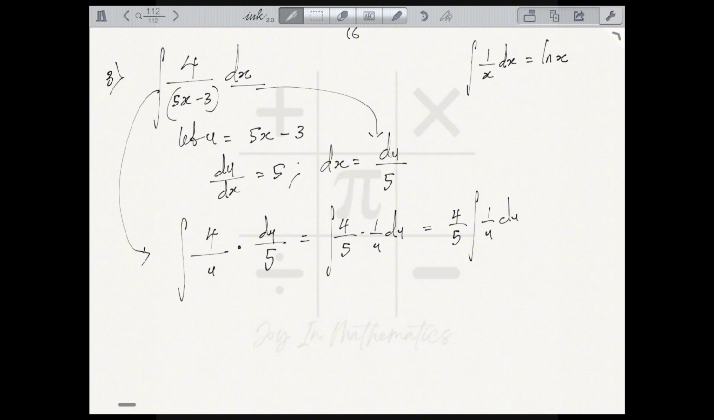Now we recall that integrating 1 over x dx will give us ln x. Therefore, integrating 1 over u du will give us ln u, plus c, because it's an indefinite integral. So we substitute our u back, and this will give us 4 over 5 ln(5x minus 3) plus c.